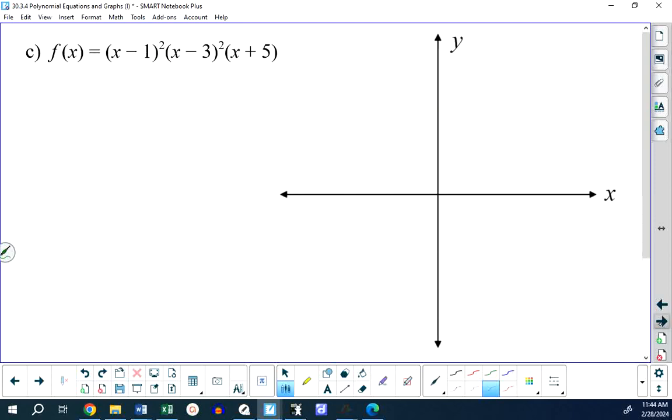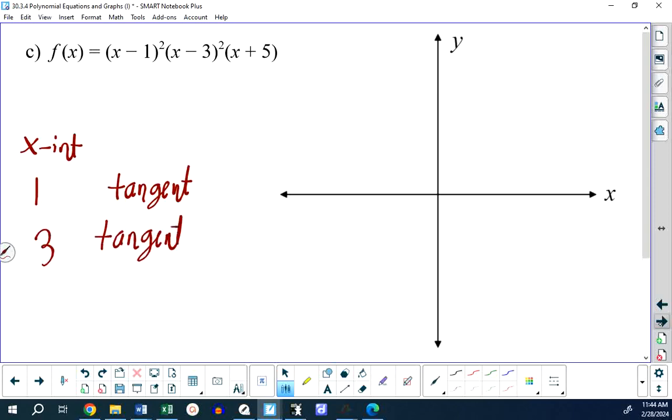C, 2 tangents and a clean. The x-intercept of 1 will be tangent. I'm not going to write the multiplicity here. I'm just looking at it, and it's an exponent of 2, which means it's tangent. The x-intercept of 3 will also be tangent. The x-intercept of -5 will be clean.